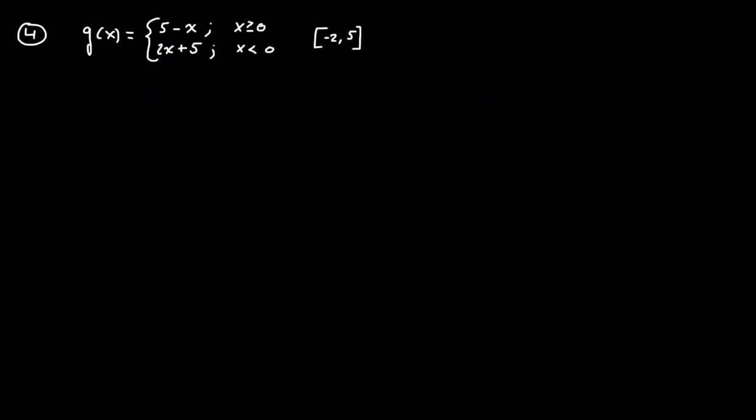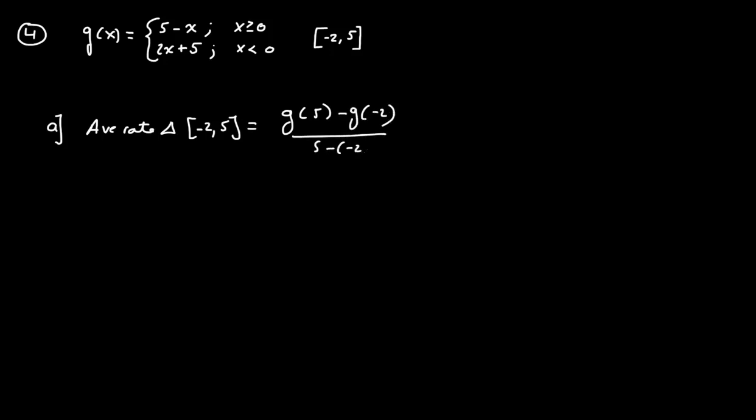Okay, example 4 is also a piecewise function. This time we're looking at the function g of x on the interval negative 2 to 5. Let's do part A and let's do it fast. The average rate of change on that interval negative 2 to 5 is going to be g of 5 minus g of negative 2 all over 5 minus negative 2.